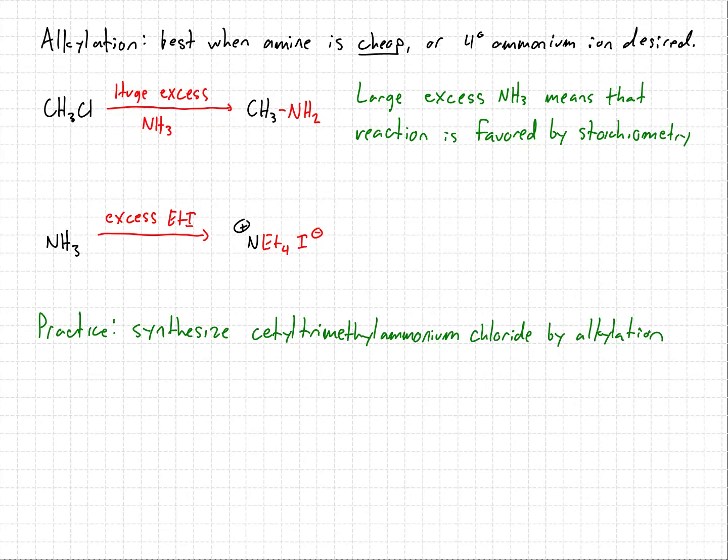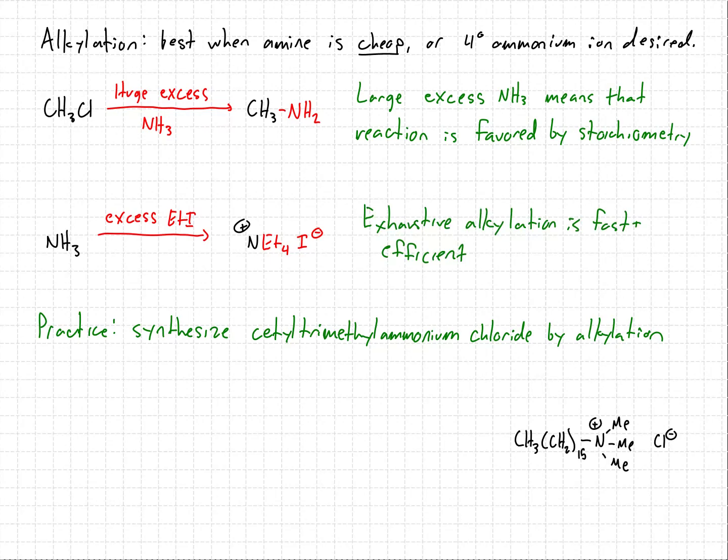For example, this process can be used to synthesize quaternary ammonium surfactants like cetyl trimethylammonium chloride. This is the structure of cetyl trimethylammonium chloride. Try to make this by alkylation, starting with ammonia as your only source of nitrogen atoms. Take a moment to work on this, then unpause the video and we'll discuss it.